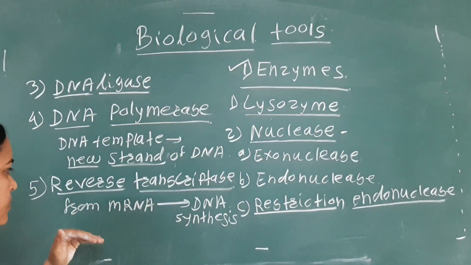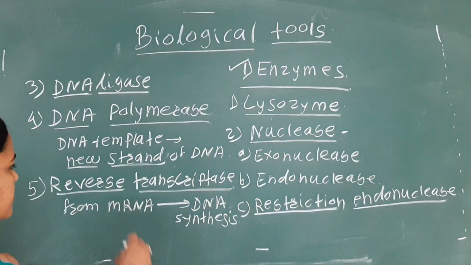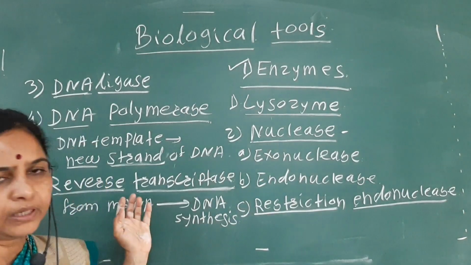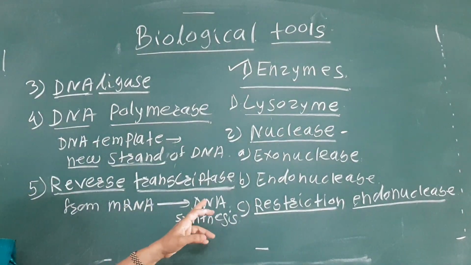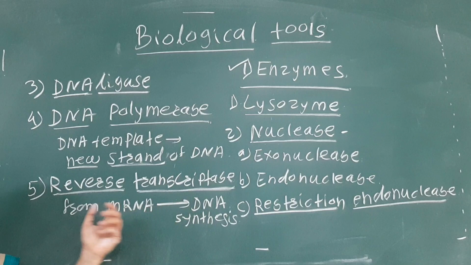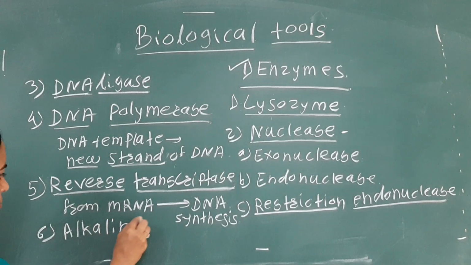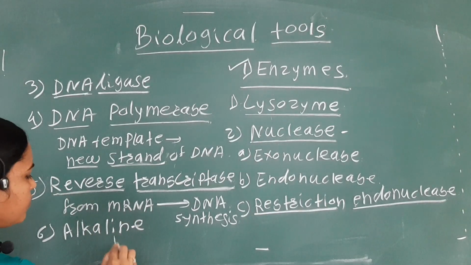The reverse transcription process, and the enzyme used here is the reverse transcriptase enzyme. It is mainly used for the formation, or the synthesis, of DNA from the mRNA. Then the next enzyme is the alkaline phosphatase enzyme, the sixth enzyme.